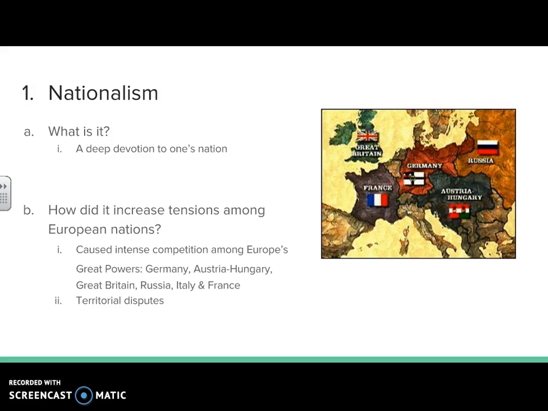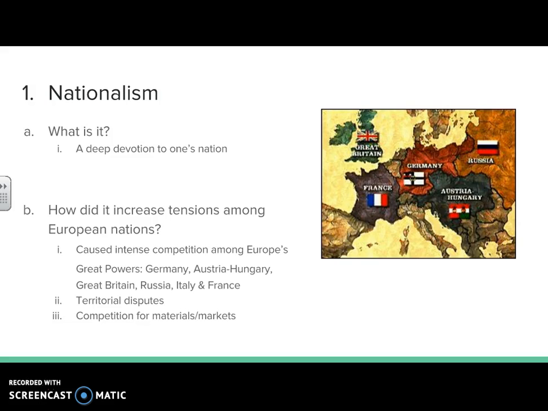Also, please keep in mind that nationalism also increased territorial disputes. There was a swath of land that Germany took over from France in a war several decades ago that they wanted back. It's an area called Alsace-Lorraine. There were also different places that Austria-Hungary was trying to incorporate into their empire or had lost previously and were competing with other countries to try to get back. So there's a lot of rivalry and tension between the countries based on nationalism.